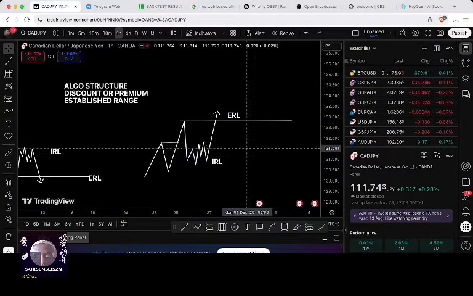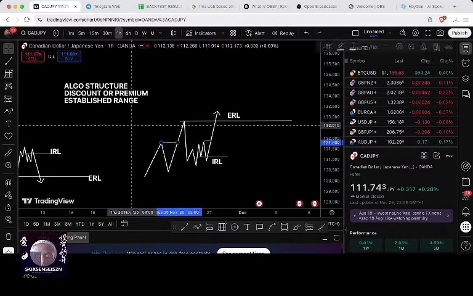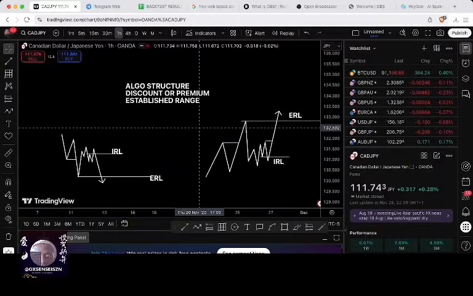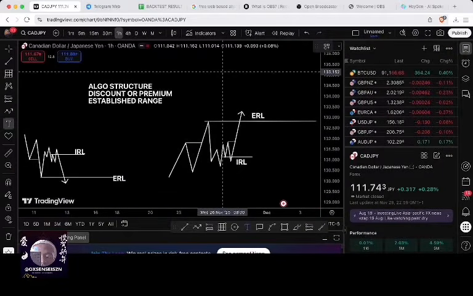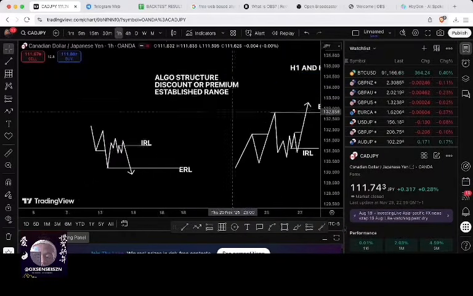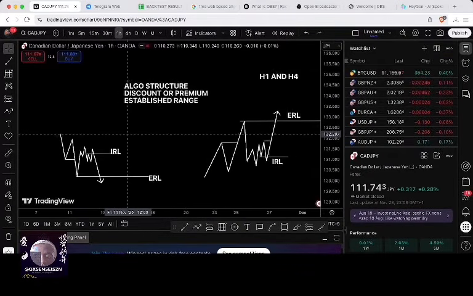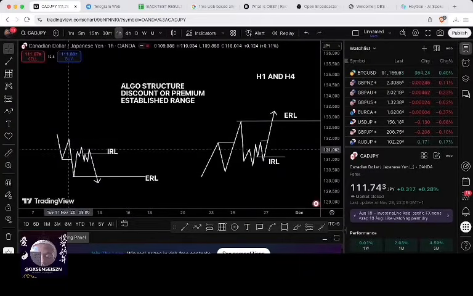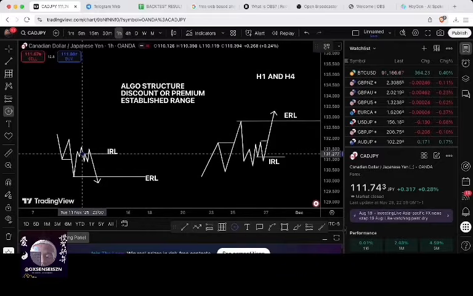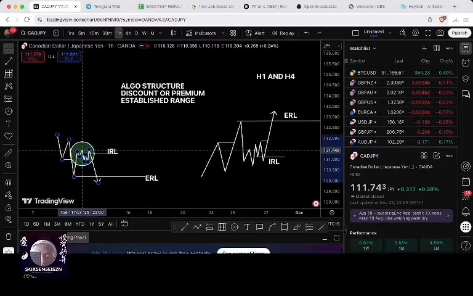So when we look for this established range, then we begin to look for our setup forming on the lower time frame. By lower time frames here, we mean the H1 and H4 time frames, because we establish our ranges from the weekly time frame. So once the weekly time frame has given us an established range, we then wait for the H1 or H4 to give us our algo market structure right in the positions where it's supposed to be working.